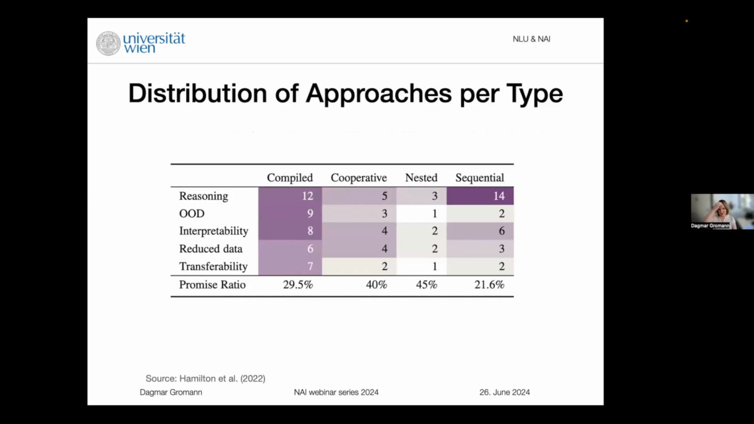The distribution of approaches per type is also taken from the same paper, where we can see that there's nothing for the last type 6. But then for the compiled, interestingly, there are already quite a few approaches. It's not very surprising that there are also quite a few approaches for sequential, since this was the earliest idea or earliest way of how to combine knowledge with neural networks.